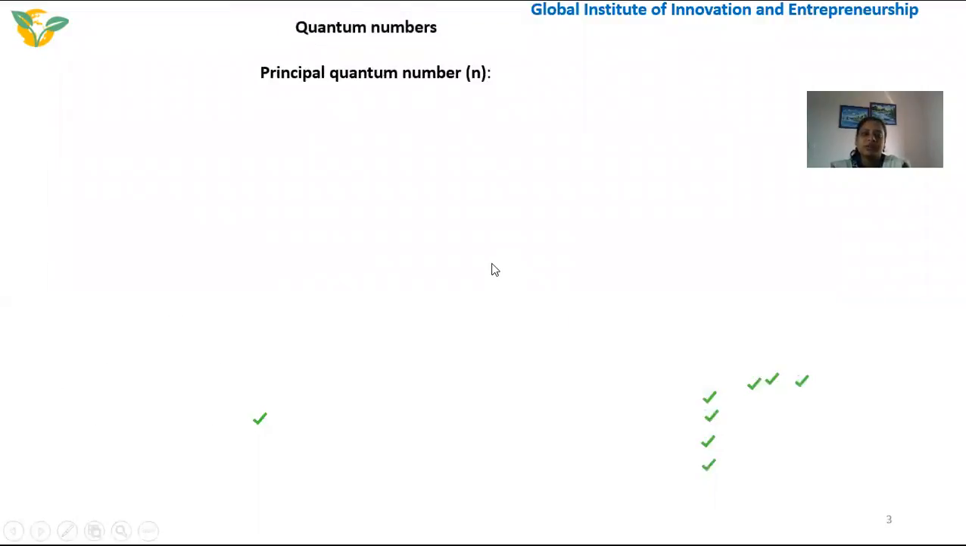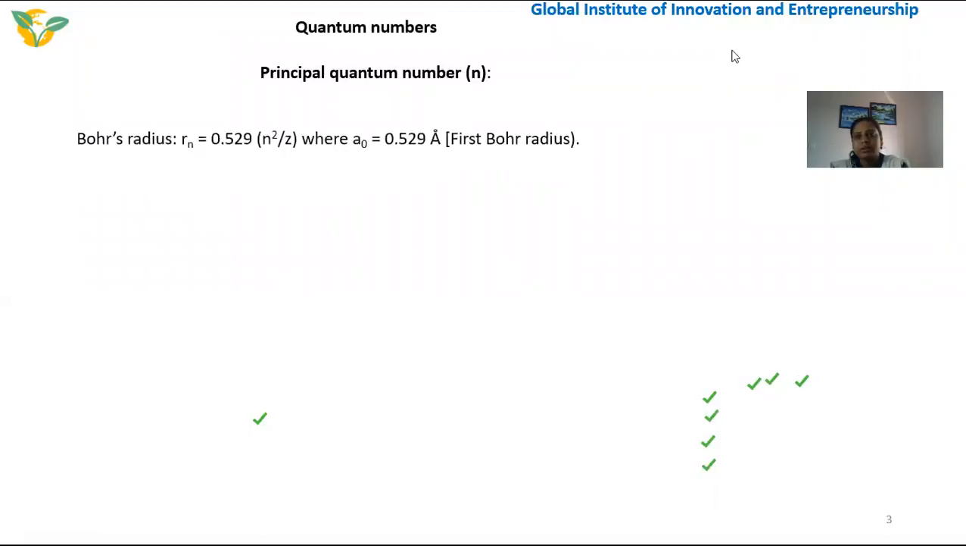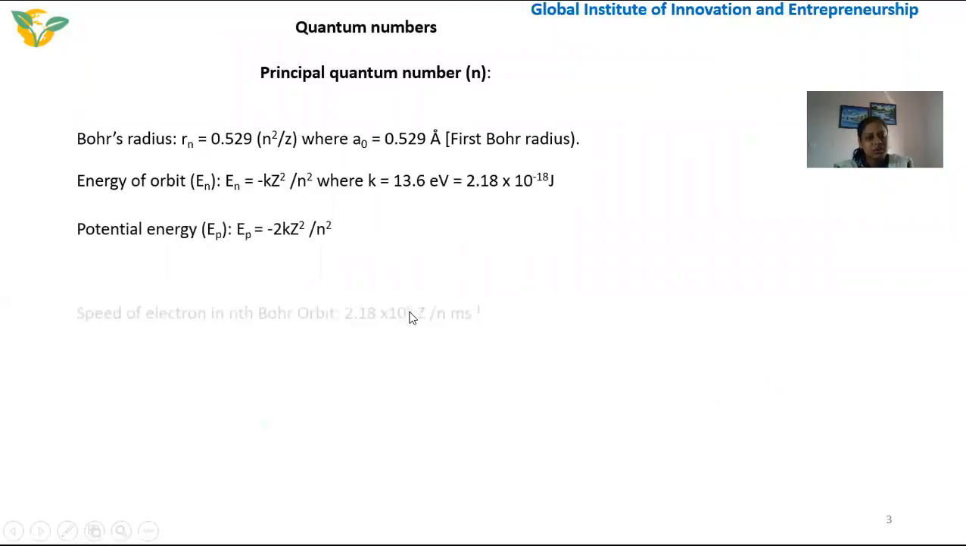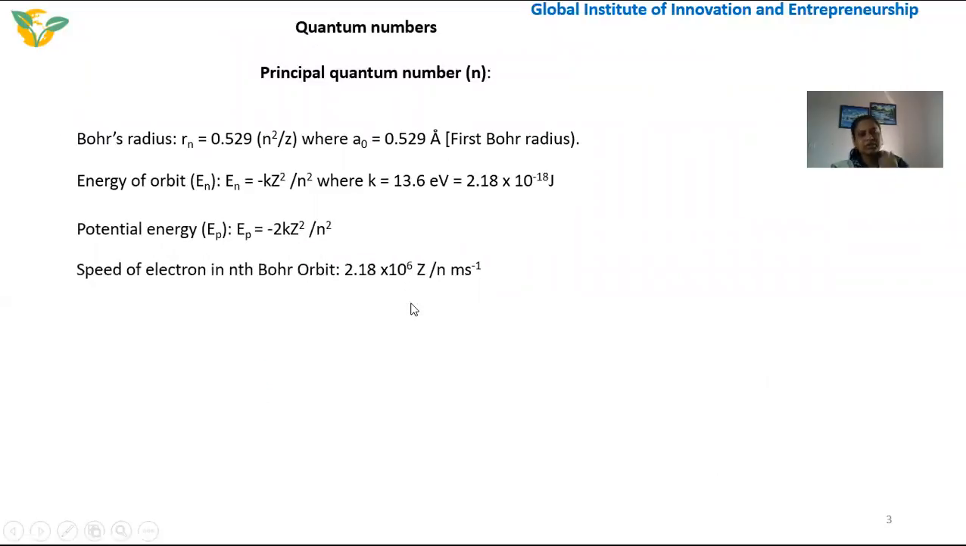The principal quantum number gives us an idea about the radius, energy of the electron, potential energy of the electron, as well as the speed of the electron in the nth level. So the radius Rn is given by 0.529 times n square by Z. For the hydrogen atom, Z equal to 1, and for n equal to 1, the first Bohr radius is 0.529 angstrom.